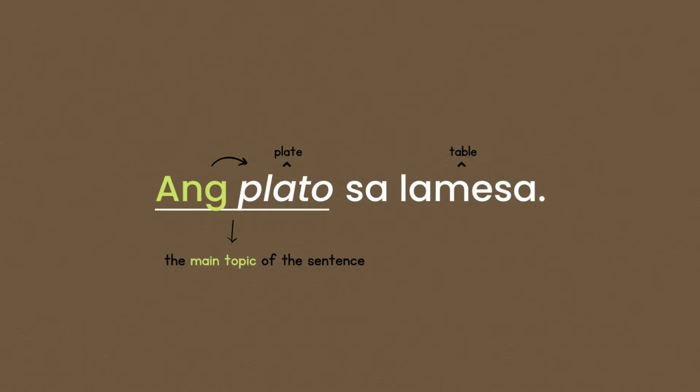Ang plato sa lamesa. Plato here means plate and lamesa is table. Between these two nouns, one of them was marked with ang, which is the word plato. In general, the noun that is marked with the case marker ang determines the main topic of the sentence. In this case, we are talking about the plate on a table.